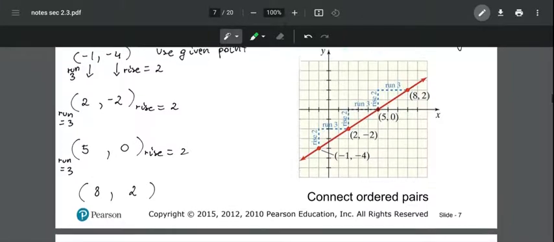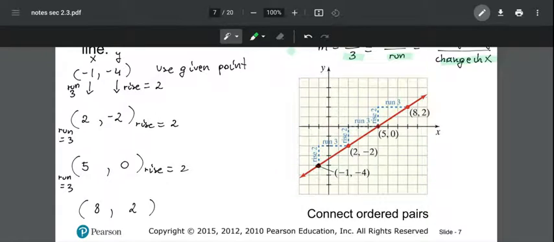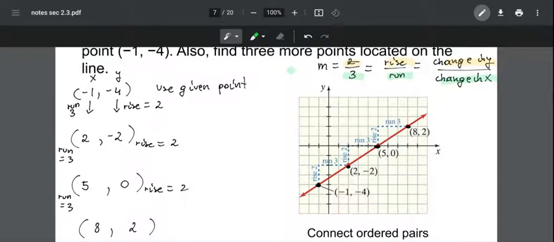Okay, and here we have the points on the graph. We start with the point negative 1, negative 4, then rise over run: 2 units up, 3 to the right, we get the point 2, negative 2. Then 2 units up, 3 to the right, we get the point 5, 0. Then 2 units up, 3 to the right, we get the point 8, 2. So we're using the slope information to find additional points.